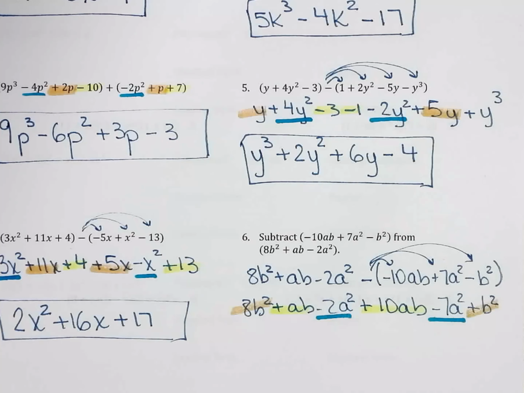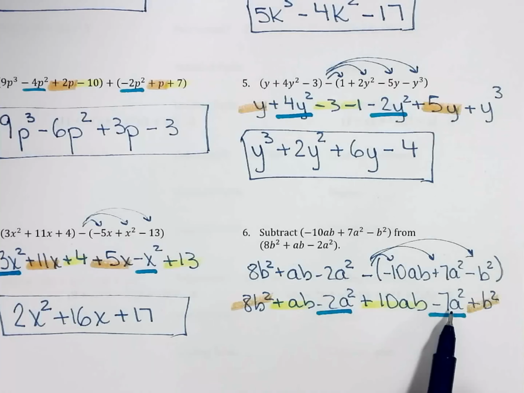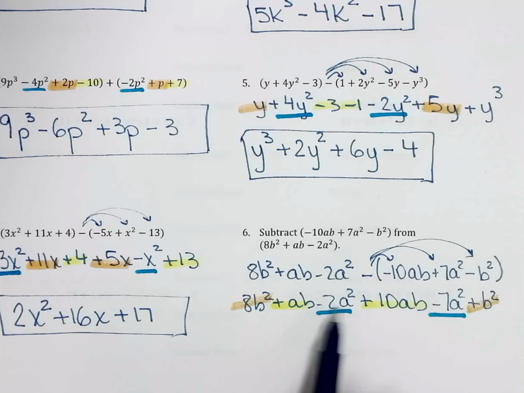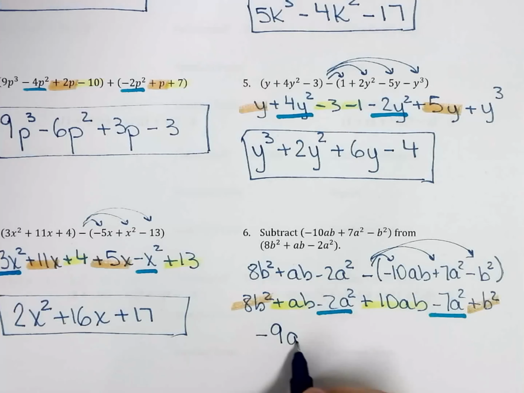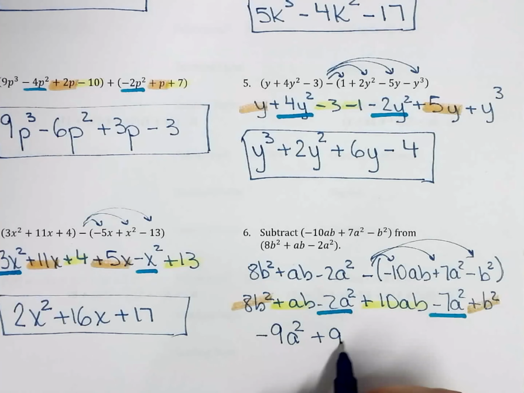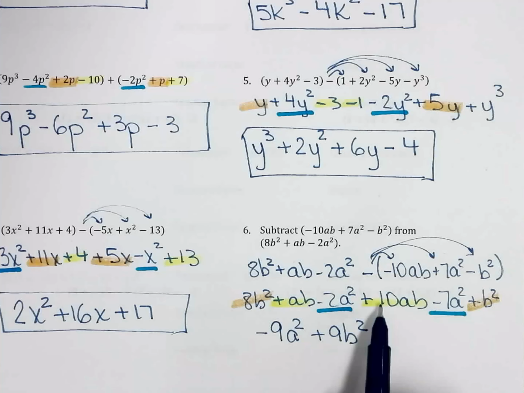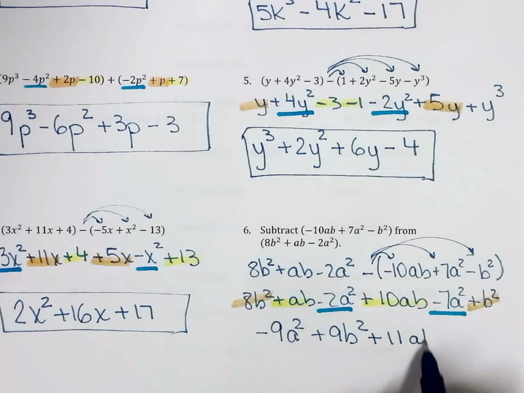I like to do this in alphabetical order, but there's not a right and wrong way to do it. They say you have to put that in order from highest to least degree. And since they all have the same, you do it as you please. So again, I like to do that in alphabetical order. So I'm going to do a squared first. So negative 2 minus 7 is negative 9a squared. And then I'm going to do b. 8 plus 1 is 9, 9b squared. And then finally ab together. It could be in the middle. It doesn't really matter. So ab is 1 plus 10 is 11. So plus 11ab.